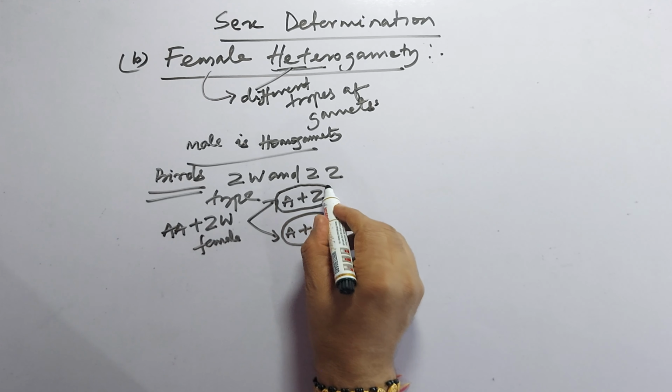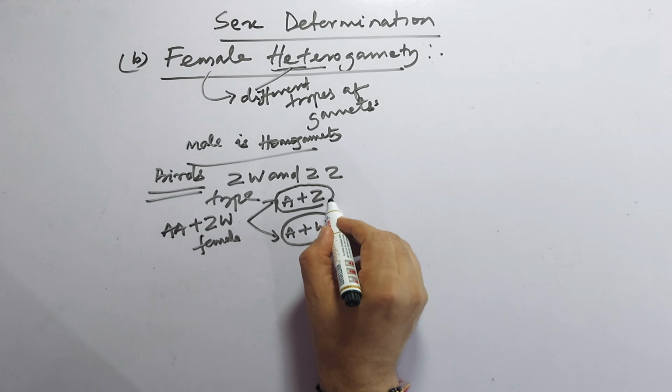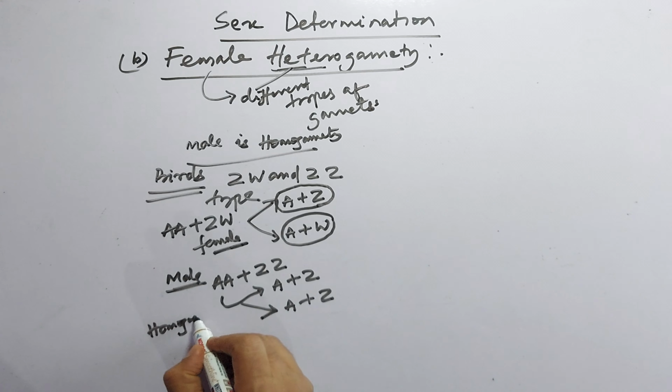Here it is very important that the sex of the offspring is mainly dependent on the female, means the mother. And here the male is AA, two sets of autosomes plus ZZ. So this will produce two equal types, there is no difference, A plus Z and A plus Z. This is the homogamity of the male.